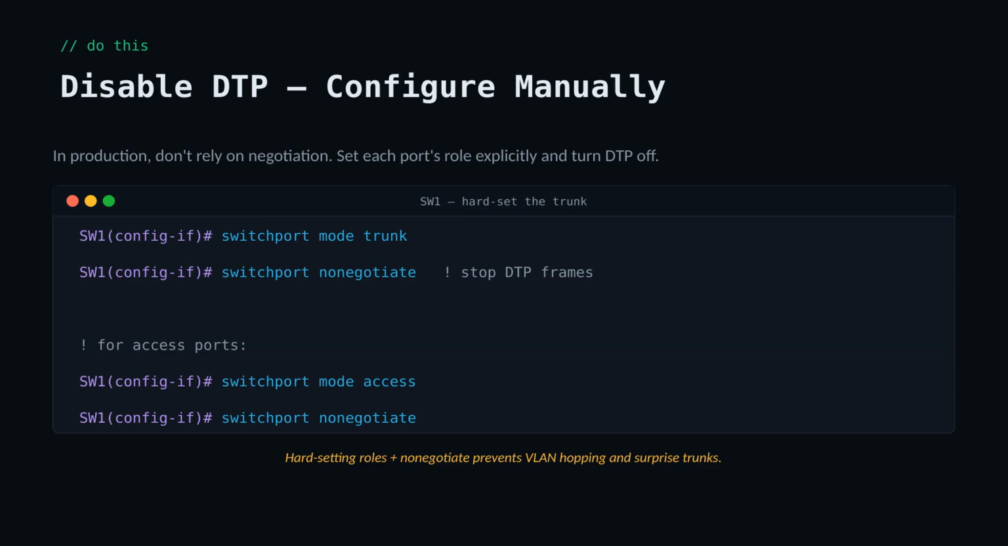So in production, we stop letting switches guess, pick the role, lock it in, and silence DTP entirely. On a trunk link, you'd issue switchport mode trunk followed by switchport nonegotiate. That second command stops DTP frames from ever leaving the port. Same idea for access ports. Mode access, then nonegotiate. Hard setting the role and killing negotiation is what closes the door on VLAN hopping and any surprise trunks forming behind your back.